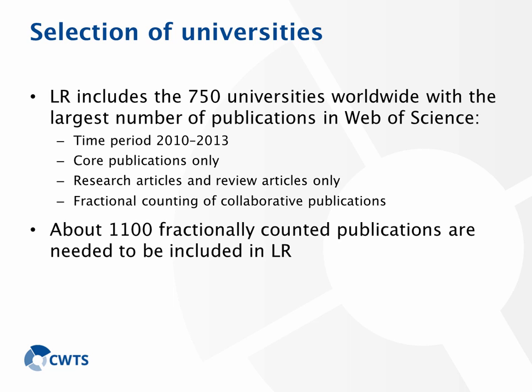It turns out that the university needs to have about 1100 fractionally counted publications in order to be included in the 2015 edition of the Leiden ranking. I should note that universities don't need to apply for inclusion in the Leiden ranking. The universities belonging to the top 750 worldwide, in terms of Web of Science publication output, are identified automatically during the production of the Leiden ranking. Universities themselves don't need to take any action to be included in the ranking.